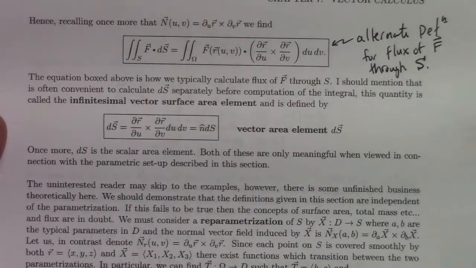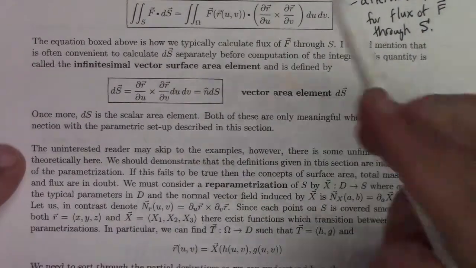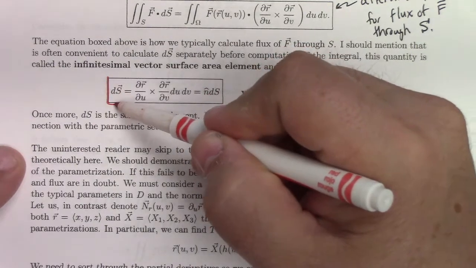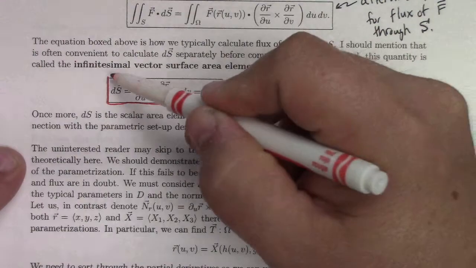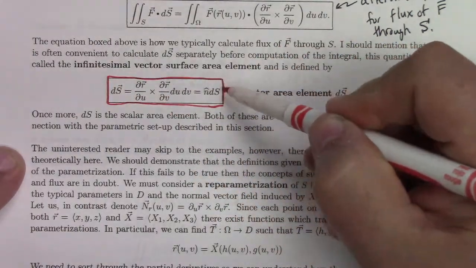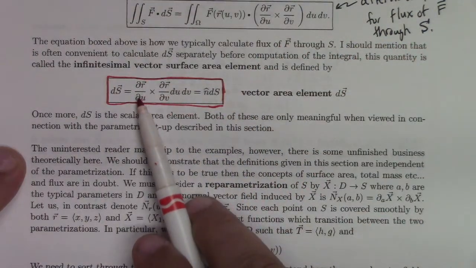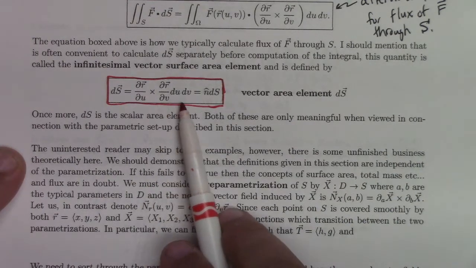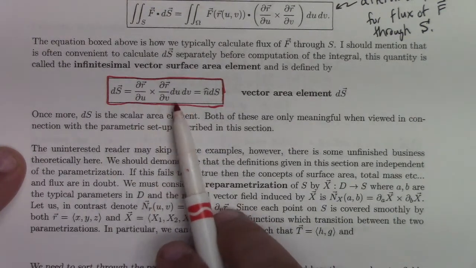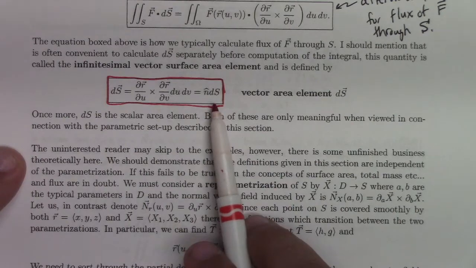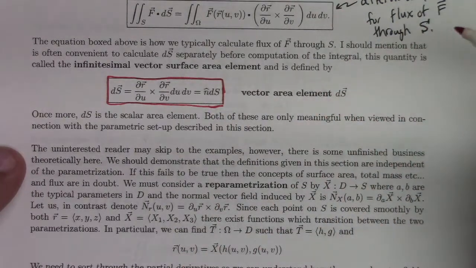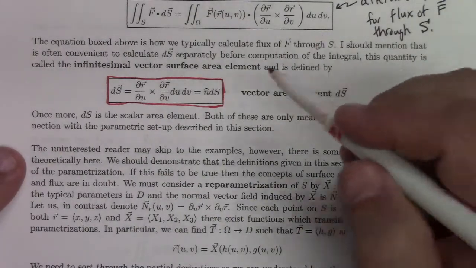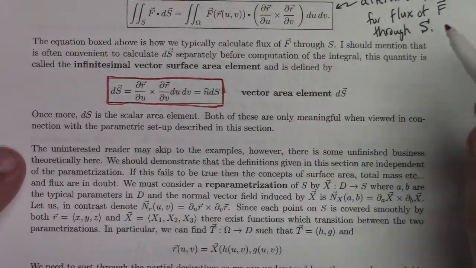And incidentally, it's nice to introduce another point of shorthand notation, which is that the infinitesimal vector surface area element, dS vector, you can think of heuristically as being the partial r partial u cross partial r partial v du dv, which would be the same as n hat dS. It is not n hat dS. Oh, yes, it is. My bad.